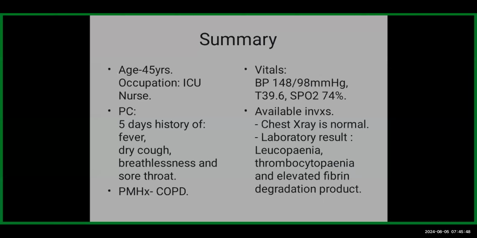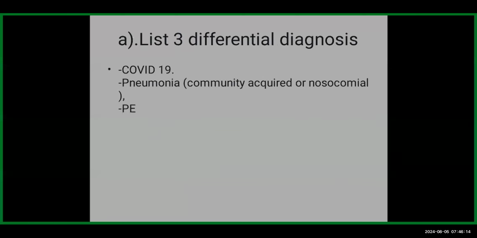And we should know that the patient had a background of COPD. The vital signs were elevated blood pressure, 148/98. She was febrile, and the patient desaturated. The available investigations showed that the chest X-ray was normal, and the laboratory investigations showed leukopenia, thrombocytopenia, and elevated fibrin degradation products.